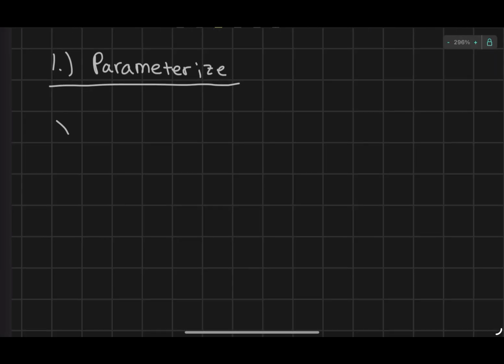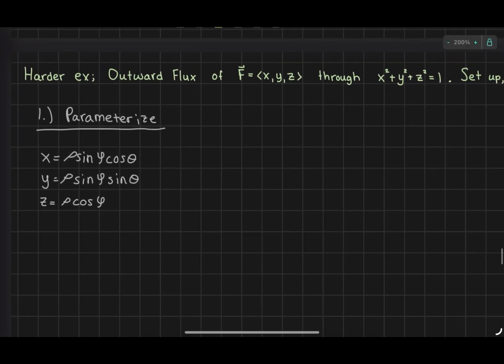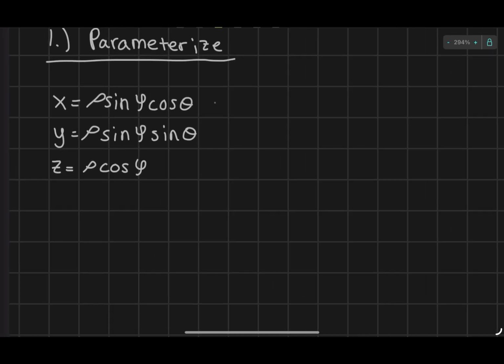Just recall that x is equal to rho sine phi cosine theta, y is equal to rho sine phi sine theta, and z is equal to rho cosine phi. And since x squared plus y squared plus z squared is equal to 1, therefore rho squared is equal to 1, therefore rho is equal to 1. Our rho is constant, meaning our parameters are going to be phi and theta.